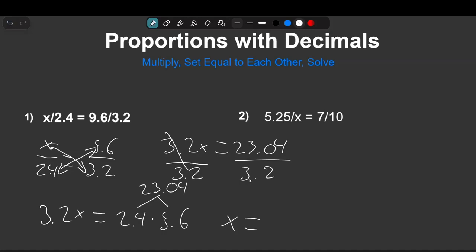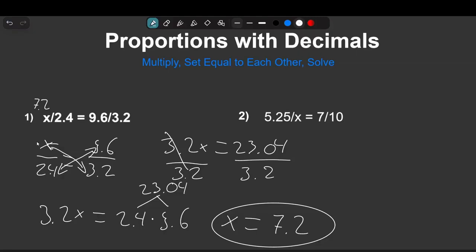23.04 divided by 3.2. And if you have a calculator, this is very easy because this answer will be 7.2. And this will be your final answer of our first example. So x equals 7.2. And of course, if you want to check this, you can plug the value of x into the x right here, 7.2, and like this, you can just solve the problem. So this was the first example.